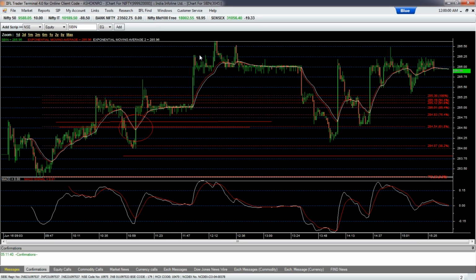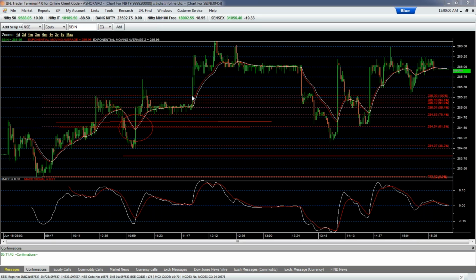After it makes a big move, what is my target? My target is from 61.8% to 100%, that is 284.54. Let's open a calculator. My target will be 285.3 minus 284.54, which is 76 paise, right? So this is what we are considering.